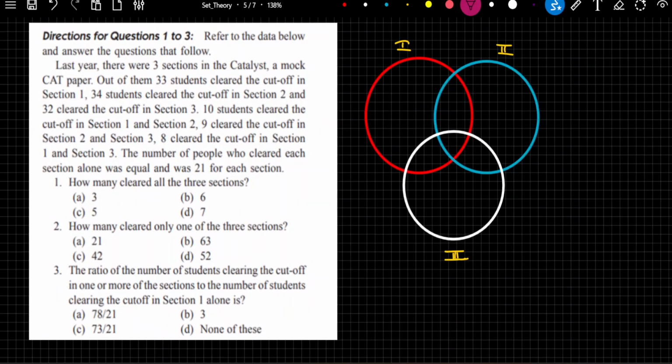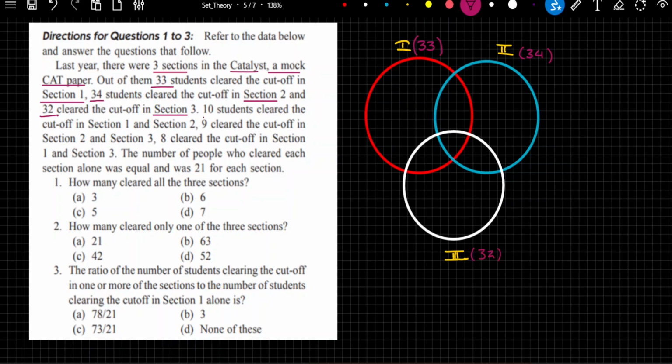Last year, there were 3 sections in the Catalyst mock CAT paper. Out of them, 33 students cleared the cutoff in section 1. So let me do one thing, let me write down the data side by side. So section 1, there were 33 students who have cleared the cutoff. Then in section 2 there are 34 students, while in section 3, 32 students have cleared the cutoff.